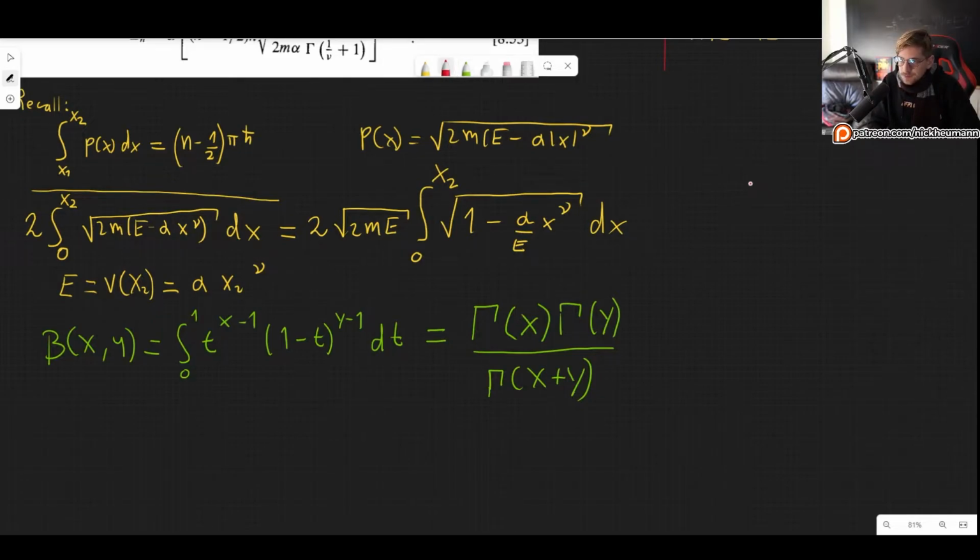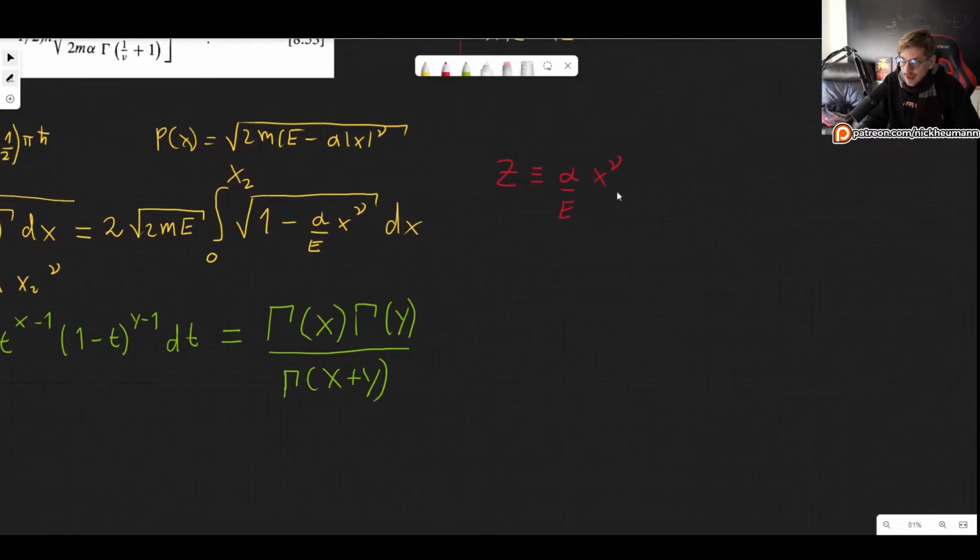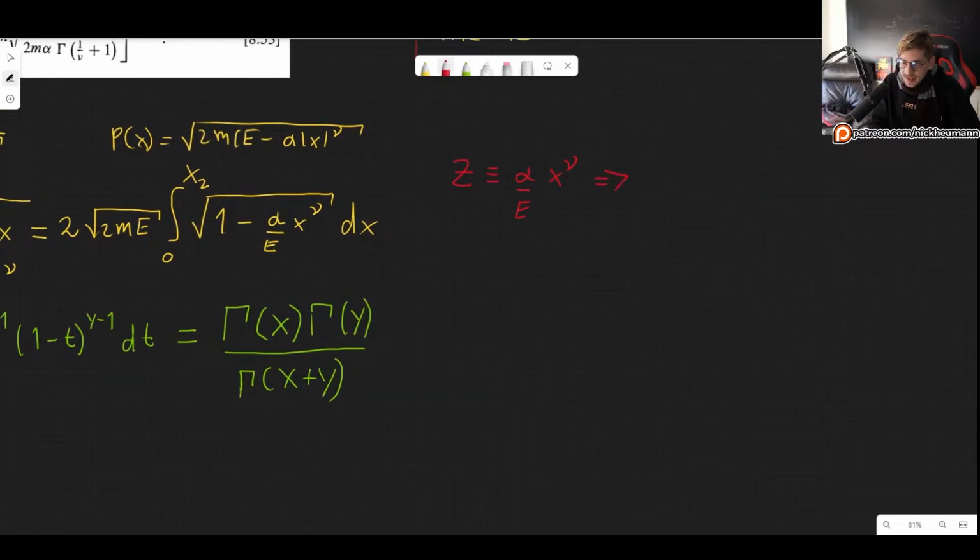Let's say that our new variable z will be alpha over e times x to the nu. And now let's find x, because of course we will need to plug it back in when we find dx, right? We wish dx, and we need to find dx to plug it in. So from here we see that e times z over alpha is x to the nu, so we can take the nth root and we find x. So from there, of course, dx is simply, let's see, e and alpha, I'm going to put them aside because they are constants.